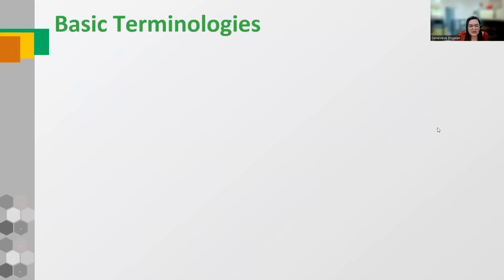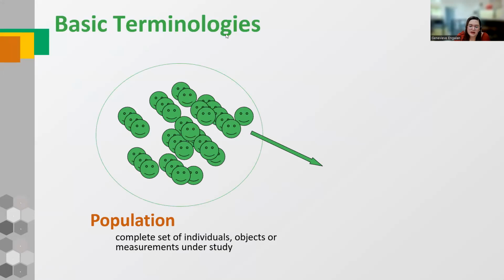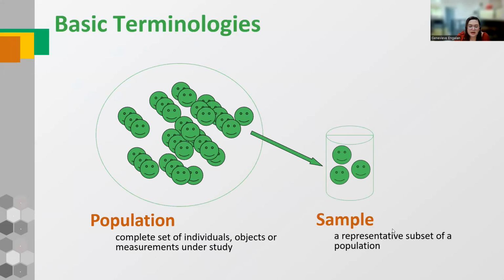Okay, so let's have the basic terminologies. If this is our population, the population is a complete set of individuals, objects, or measurements under study. If you just get some from the population, that is called the sample. So the sample is a representative subset of a population. The population is everything, while the sample is just the representative subset of the population.